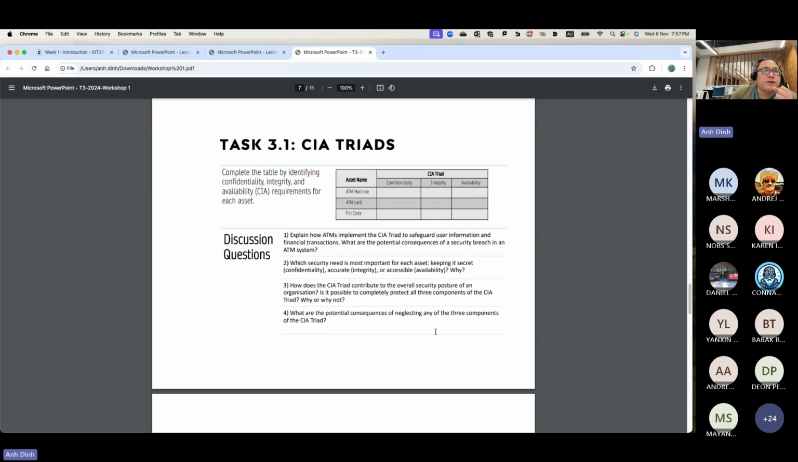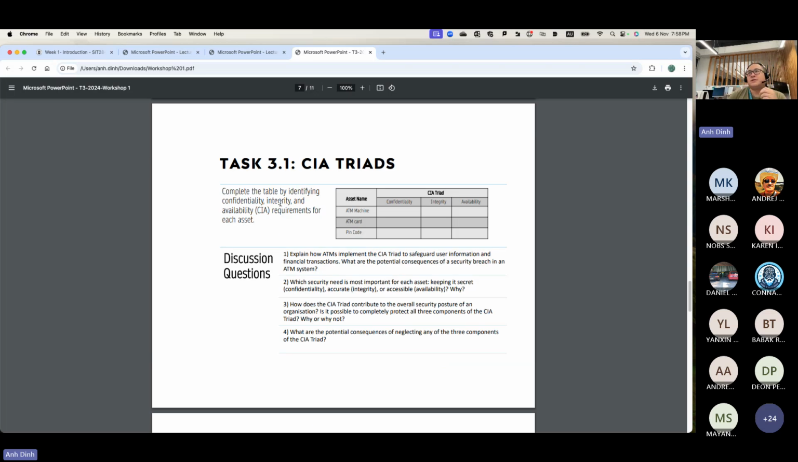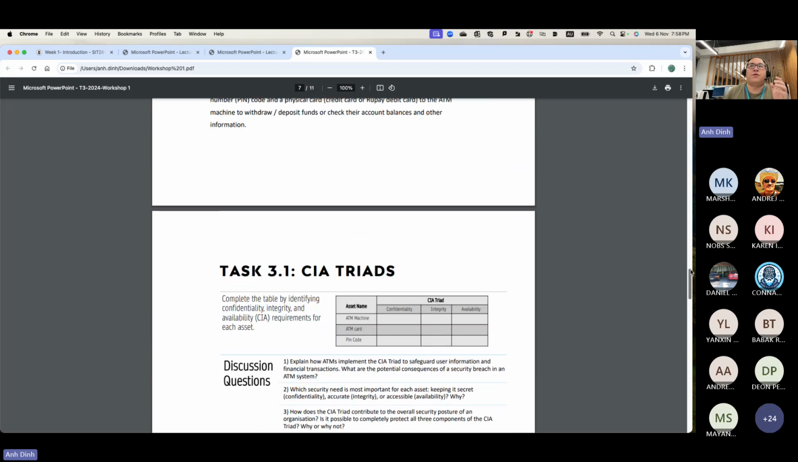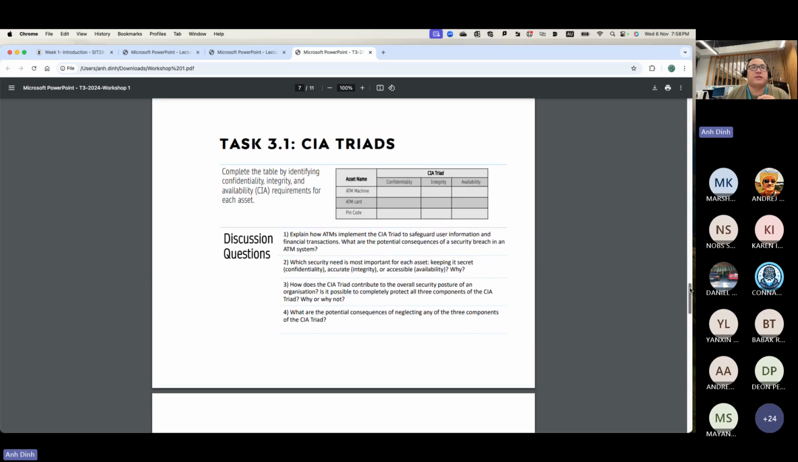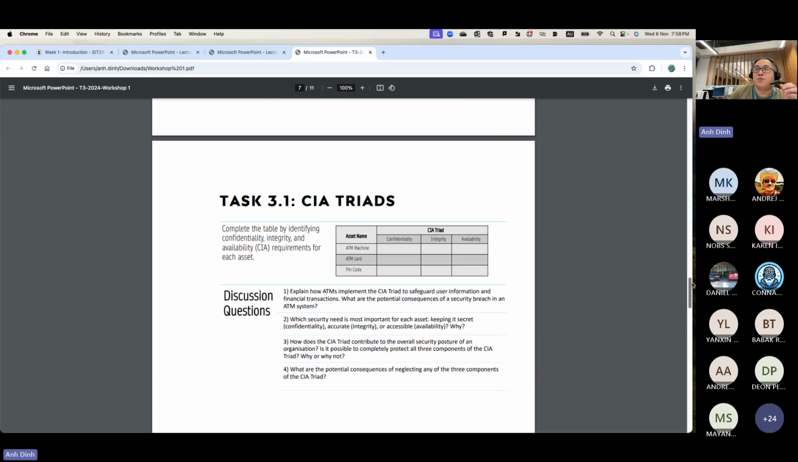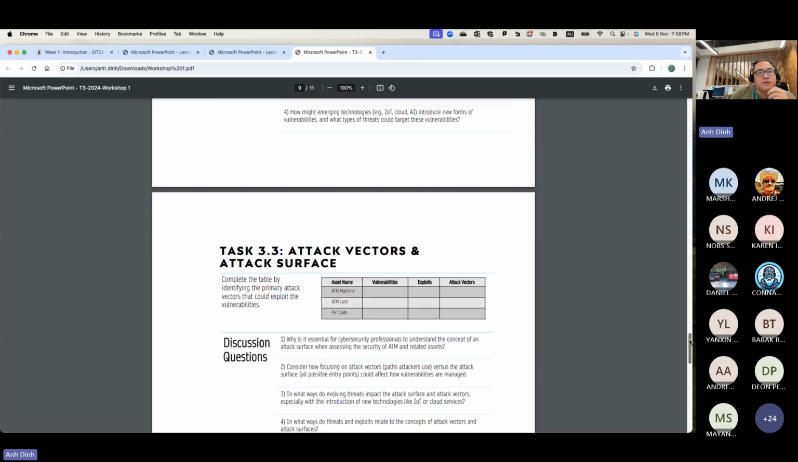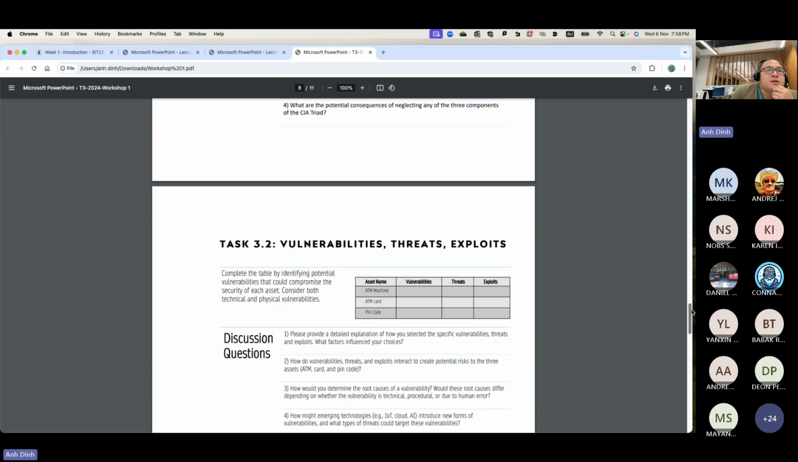Okay, so this is task 3.1. The way it works is that I would just quickly go through this task to help you understand what we are asking for, and then you spend 10-15 minutes to think about this question, and then we can discuss together. If this were a physical workshop, I would split people into different groups, but I think here, maybe for the first week, I'll try it with everyone jumping into the discussion, as one big group.